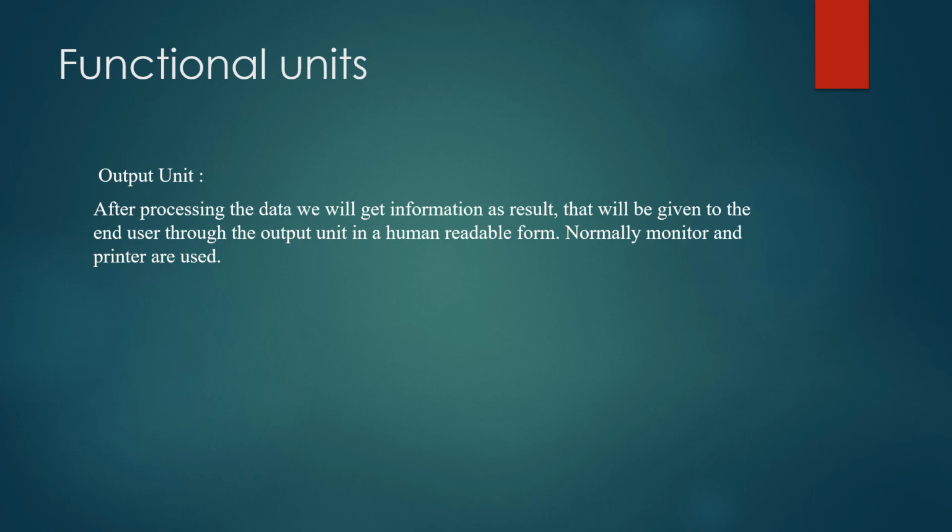Next is the output unit. The output unit consists of output devices attached to the computer. It converts the binary data coming from the CPU to a human understandable form. Commonly used output devices are monitor and printer, or it can be a plotter, etc.